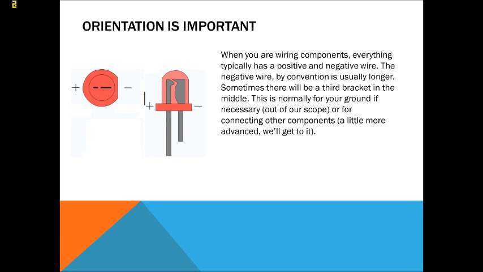When you are wiring components, everything typically has a positive and negative wire. The negative wire, by convention, is usually longer. Sometimes there will be a third lead in the middle. This is normally for your ground if necessary, out of our scope, or for connecting other components a little more advanced. We'll get to it.